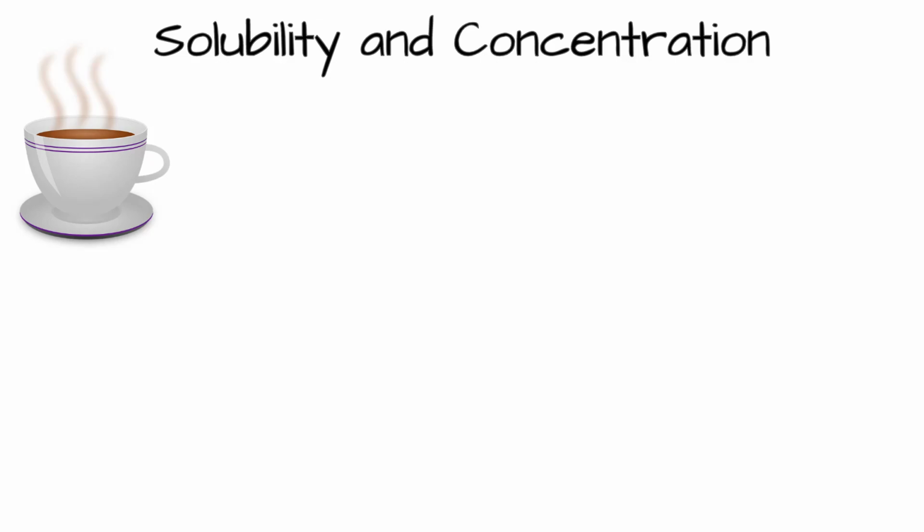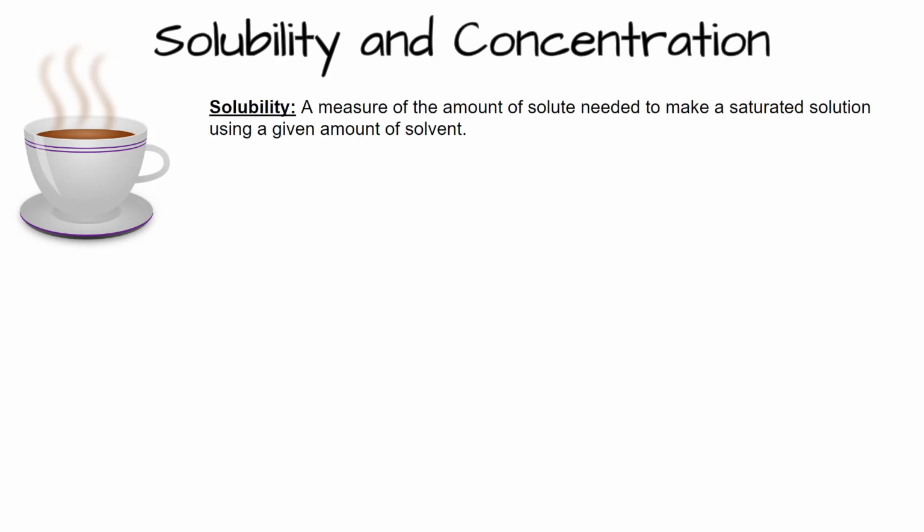Every combination of solvent and solute at a specific temperature has a limit to the amount of solute that can be dissolved. Solubility is a measure of the amount of solute needed to make a saturated solution using a given amount of solvent. The solvent and solute of a solution can have a variety of different proportions. For example, you can add a lot of sugar, or solute, to iced tea, the solvent, to make it very sweet, or just a little sugar to make it less sweet.